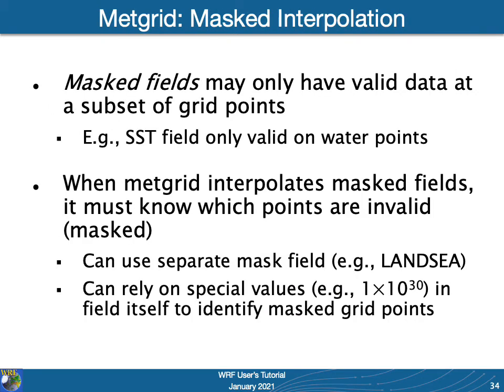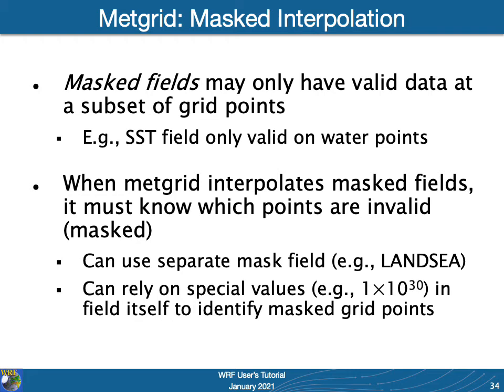We said earlier that the Metgrid program needs to take into account masking when it performs its horizontal interpolation. And when we talk about masked fields, we're referring to fields that might only have valid data at a subset of their grid points. A common example of a masked field is the sea surface temperature field, which is often only provided with valid values over water.